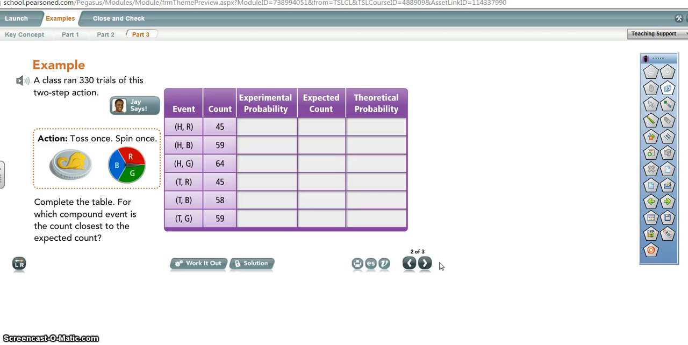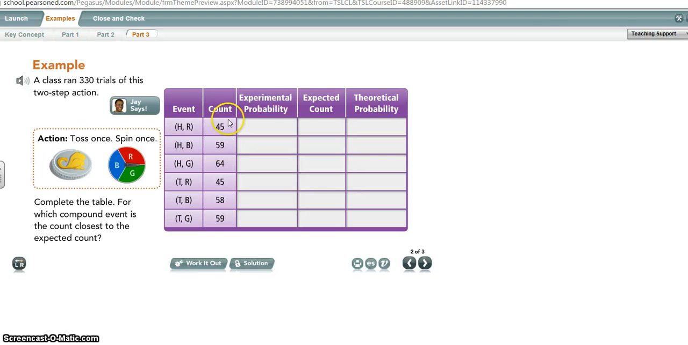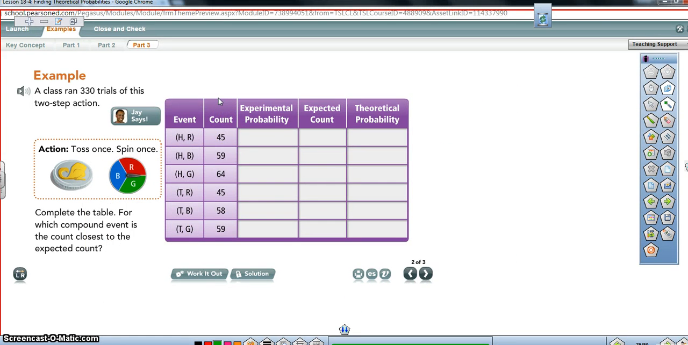A class ran 330 trials of this 2-step action, tossing a coin once and spinning the spinner once. Complete the table for which compound event is the count closest to the expected count. So here in our table we can see that they got heads with red 45 times, they got heads with blue 59 times, and you can see all the times that they got each one.